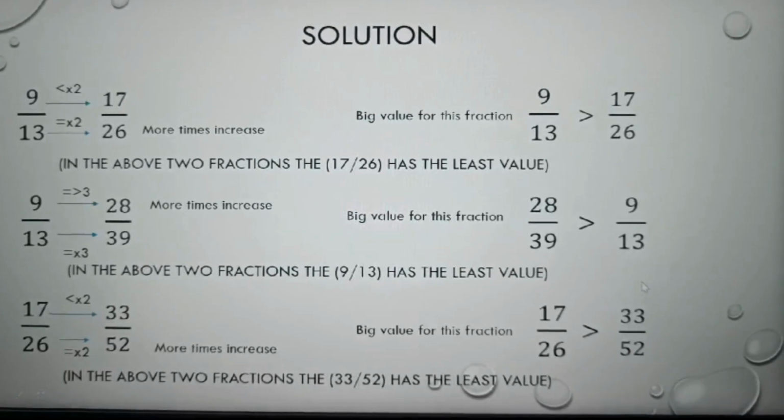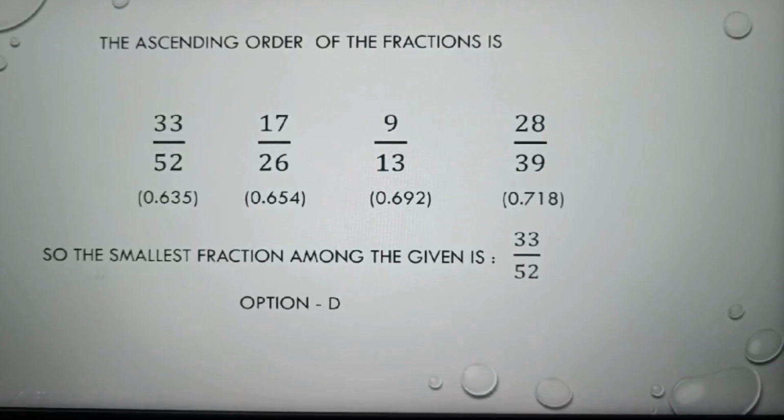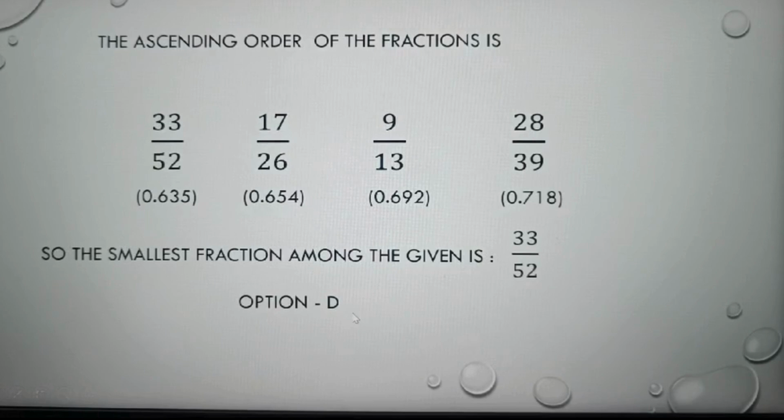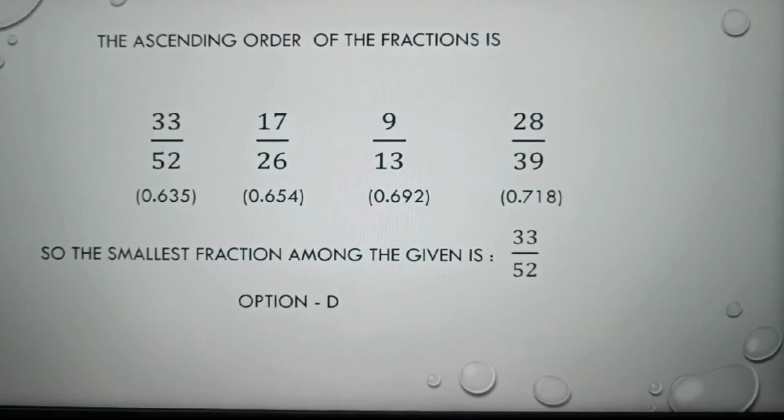That's why the ascending order, if you observe here, is 33 by 52 is less than 17 by 26 is less than 9 by 13 is less than 28 by 39. This is the ascending order. So that's why the smallest fraction is 33 by 52. Your option is D. In this way you can decide the smallest fraction by observing the increasing number of times.